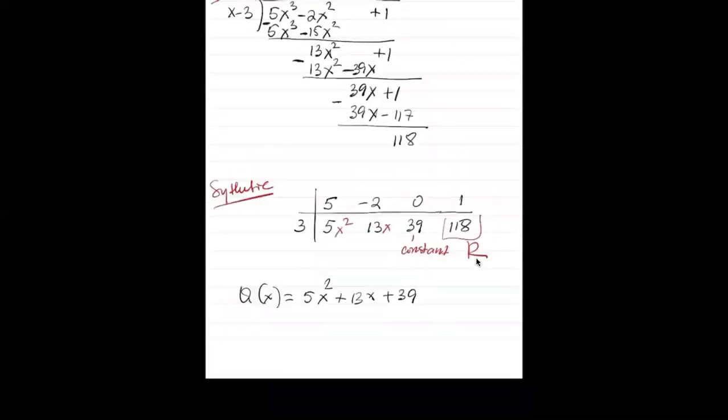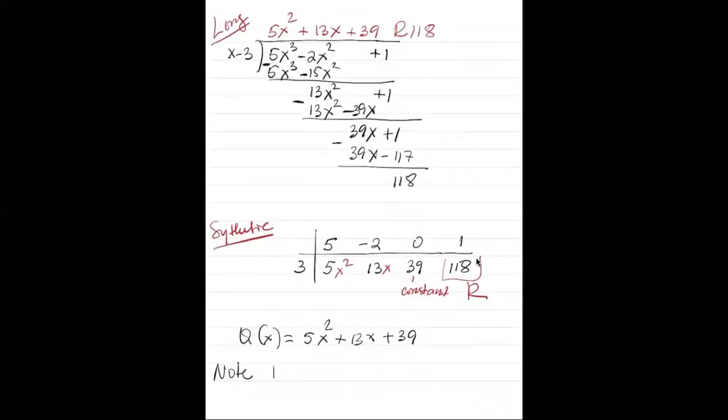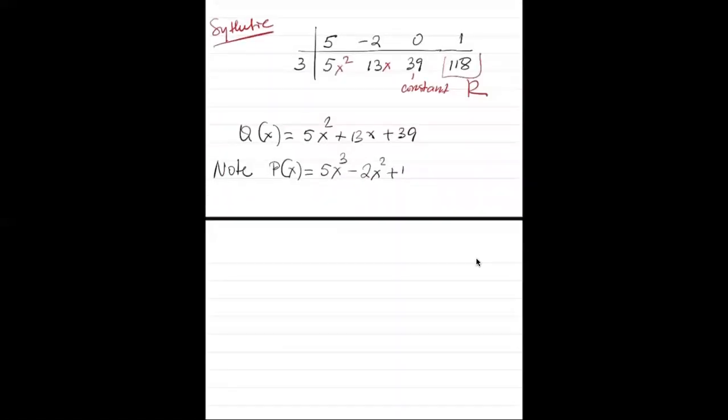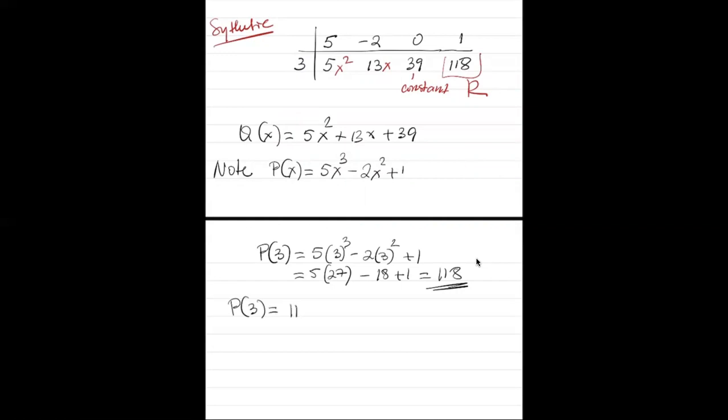Now, I want to make a note here. Our polynomial p of x that we are dividing was 5x to the third minus 2x squared plus 1. We're dividing by x minus 3. If I calculate p of 3, we have 5 times 3 to the third minus 2 times 3 squared plus 1, which is 5 times 27 minus 18 plus 1, and that's 118. So it's not an accident that p of 3 is equal to 118, which is our remainder. This is the remainder theorem, which we're going to state in a little bit.